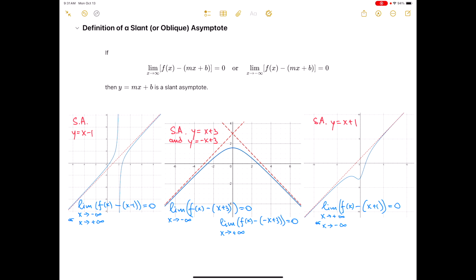A line y equals mx plus b is a slant or oblique asymptote of the function f of x if the gap between the function f of x and the line mx plus b goes to 0 as x approaches plus infinity or minus infinity. By considering the gaps shown in examples 1, 2, and 3, we can see that, indeed, the function tries to behave like a slant line mx plus b in each particular case.